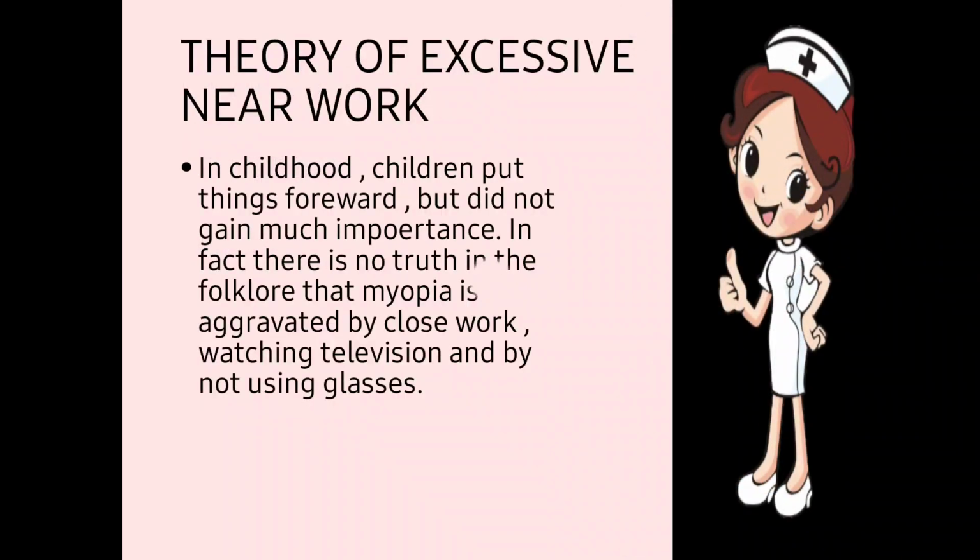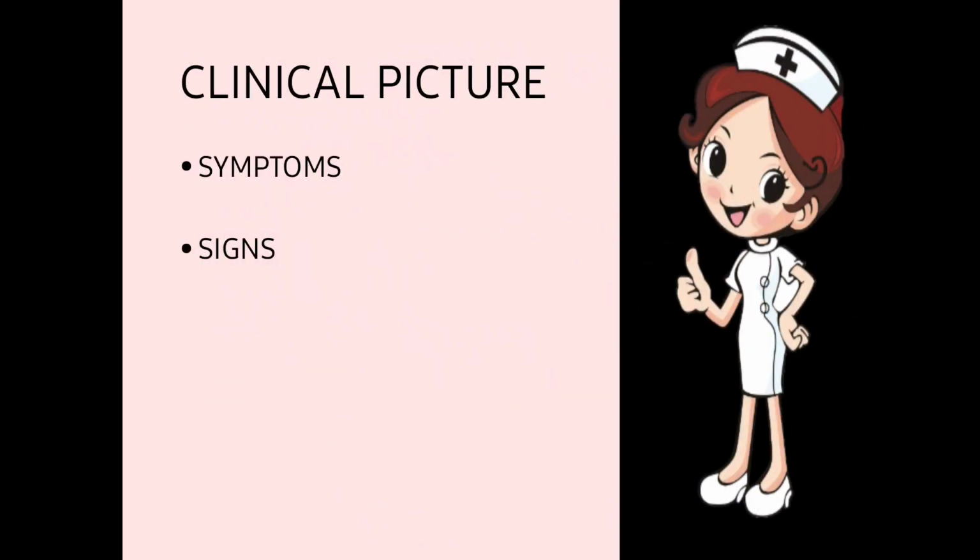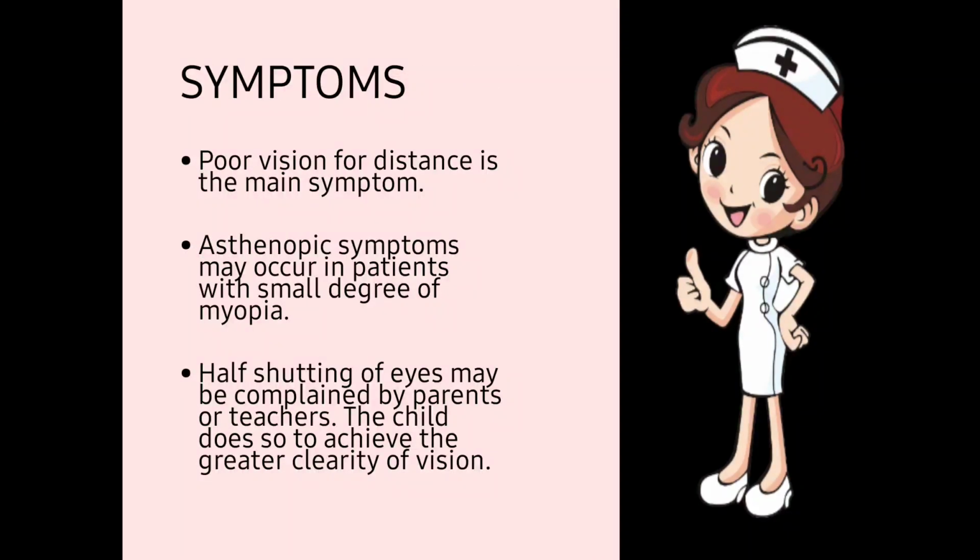Next one, clinical picture. Clinical picture includes symptoms as well as signs. Symptoms: poor vision for distance is the main symptom. They are not able to see distant things clearly but are able to see near things clearly. Asthenopic symptoms may occur in a patient with a small degree of myopia. Asthenopic means tiredness. They will feel tiredness, and somewhere a headache. These are the asthenopic symptoms.